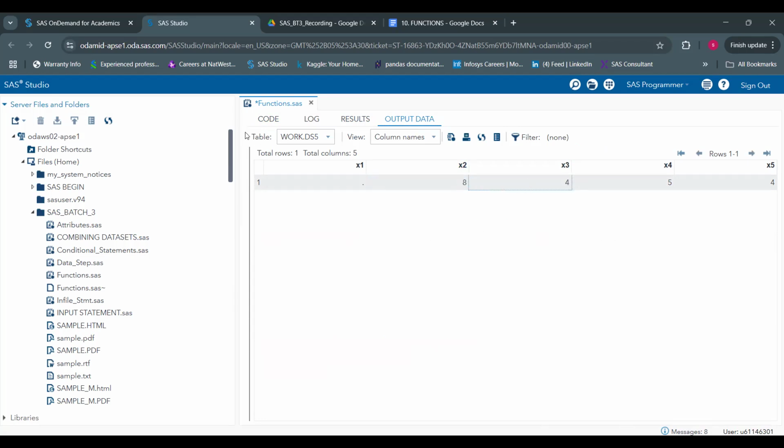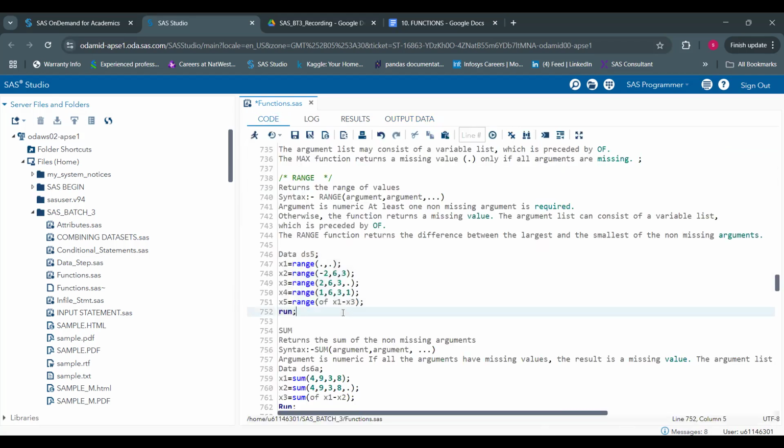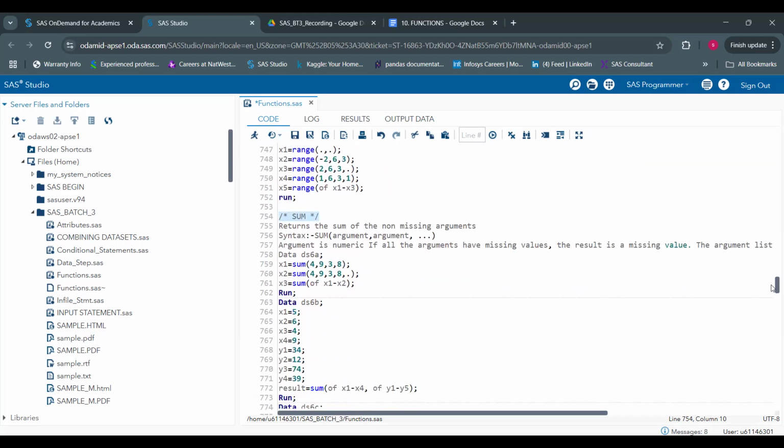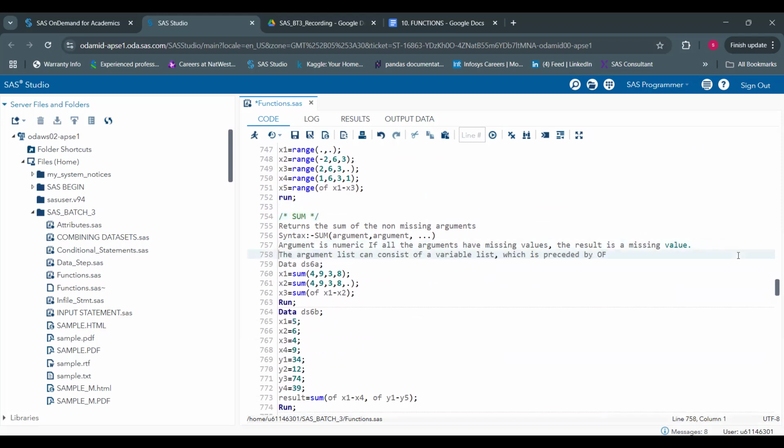Show the code. Okay, good. Clear, ma'am? Clear on this? Next one is sum. Sum of arguments. Remember, we already discussed this, ma'am? Yes, this is the sum function.